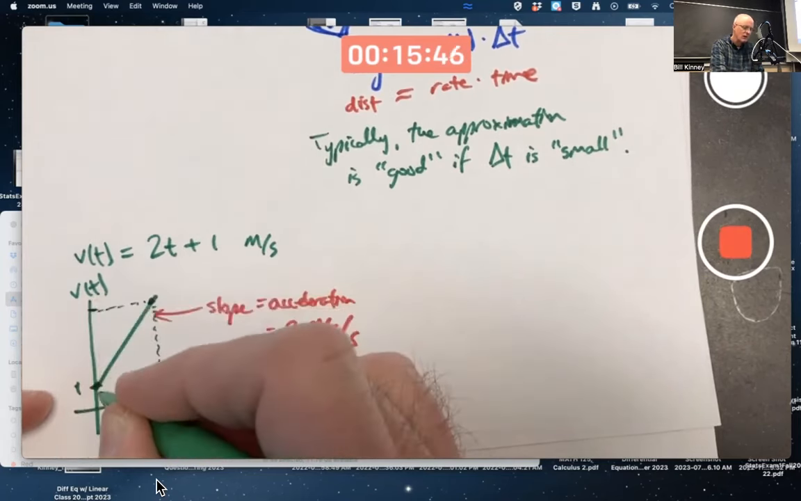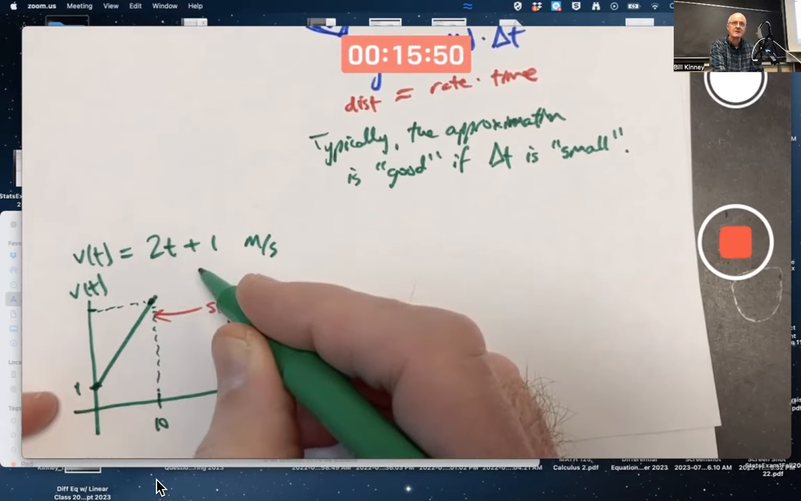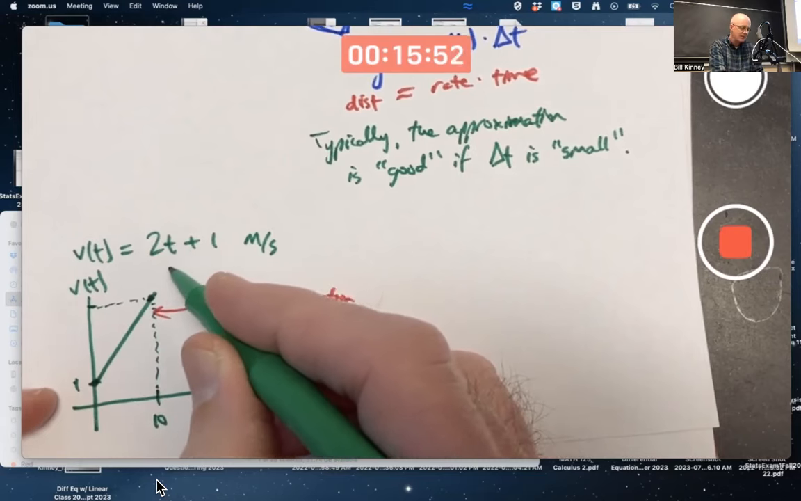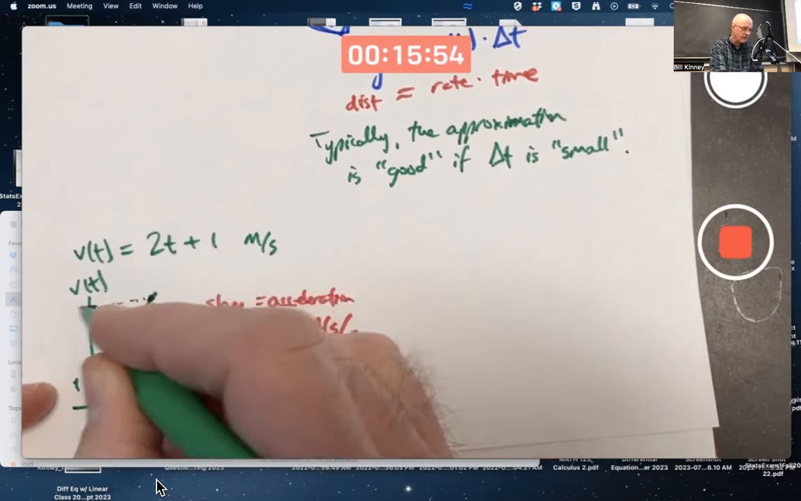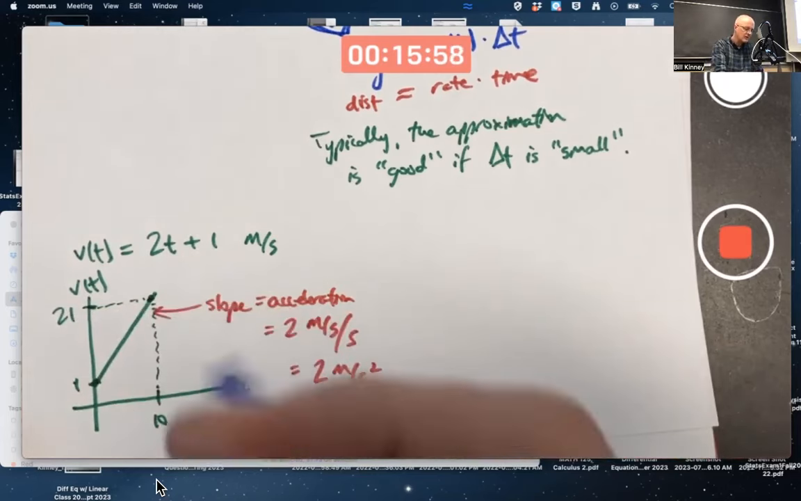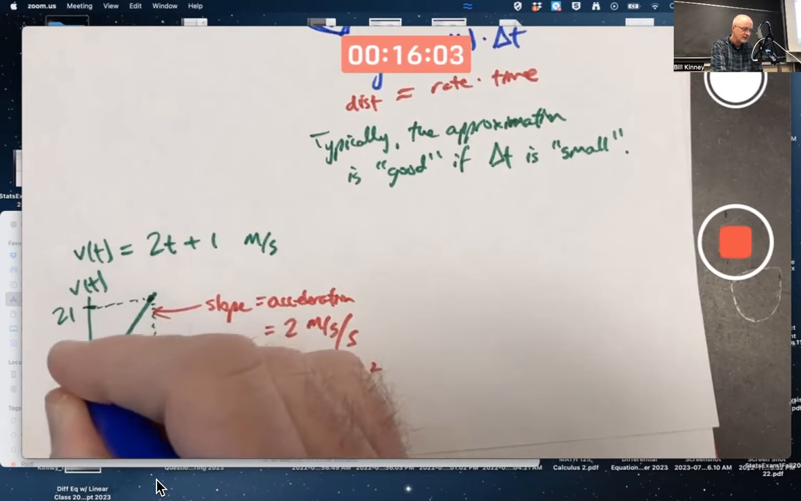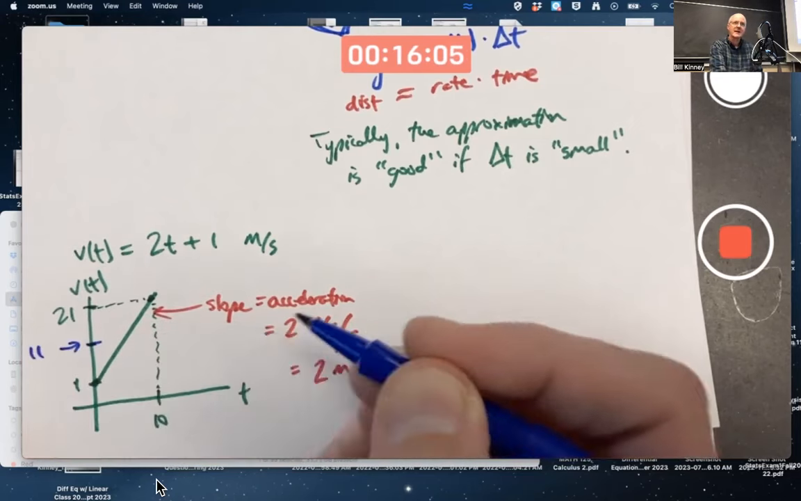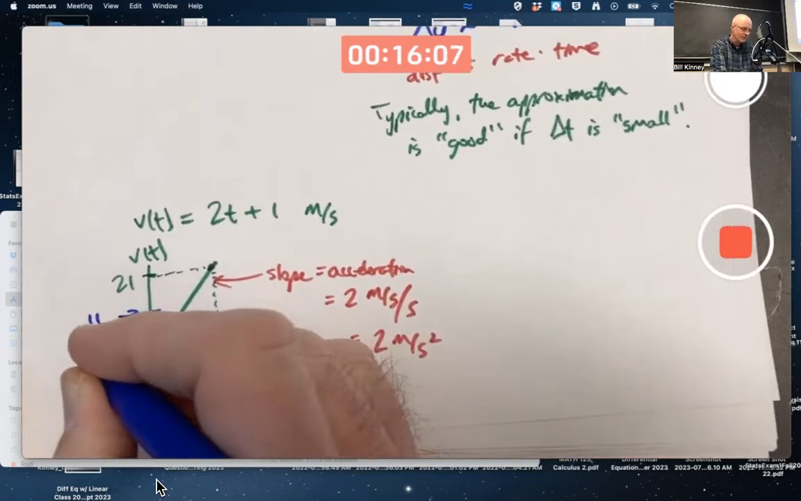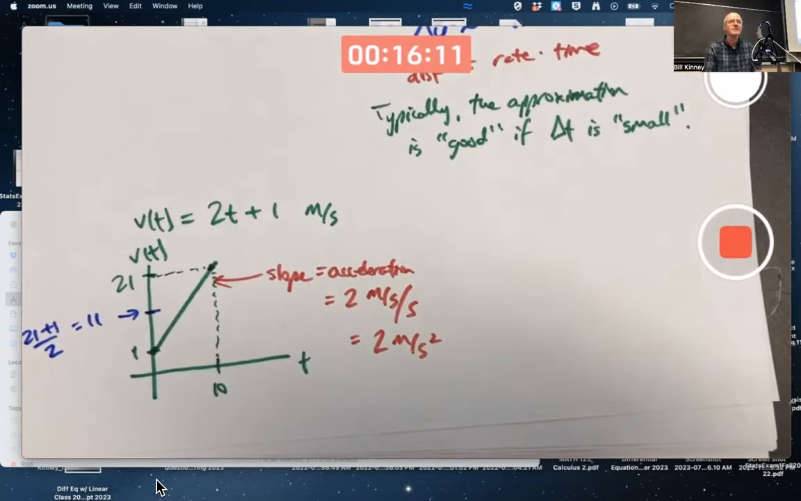My lowest speed is 1 meter per second. Plug in t equals 0 into that equation. My highest speed, if I plug in t equals 10, would be 21 meters per second. Halfway between those, this is not to scale, halfway between those would be 11 meters per second. 21 plus 1 over 2, that would be halfway between.